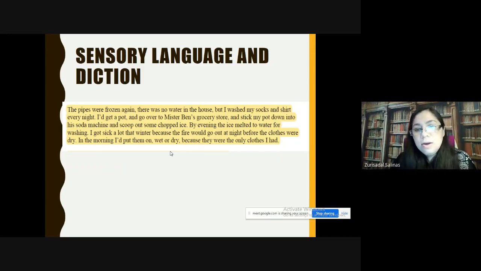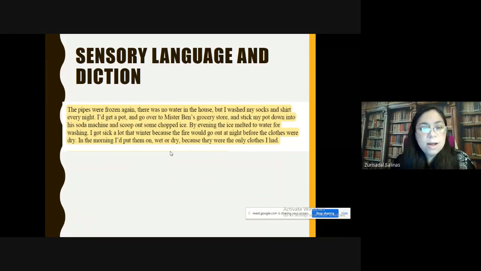So then you have the next phrase, but I wash my socks and shirt every night. So that gives us an insight into his life and what kind of life he had. What kind of person washes their socks and shirt every night? Only a person that needs to do it, right? Someone that may not have a second pair. So that tells us again an insight how poor he is. He only has that pair of socks and that shirt.